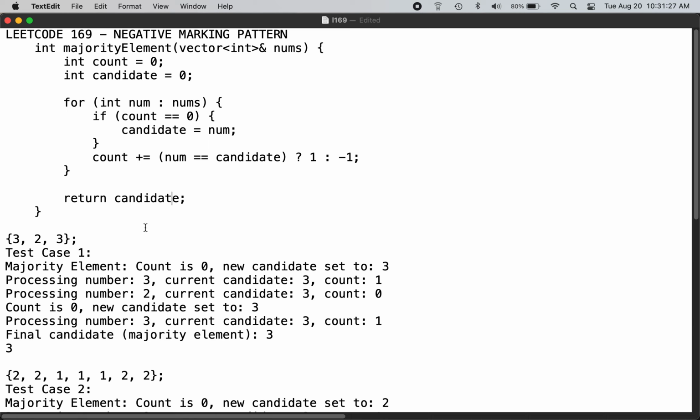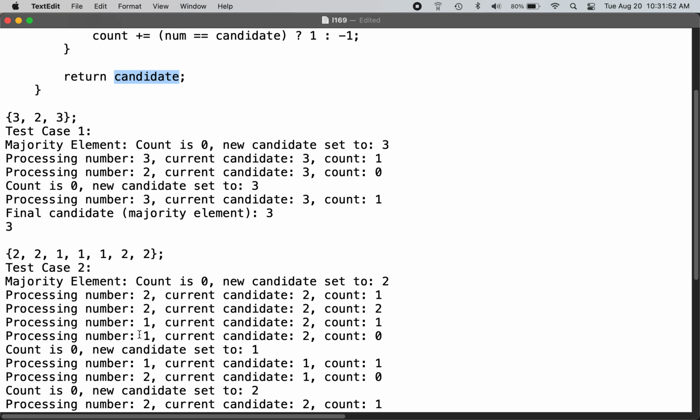That's it. I think it's this negative marking. When the 2 comes here, the count is reduced by 1 because the candidate was 3 and the current number is 2, and so this one fails. So that's what does the trick. If there is a number which occurs more than 50%, it will be this candidate.